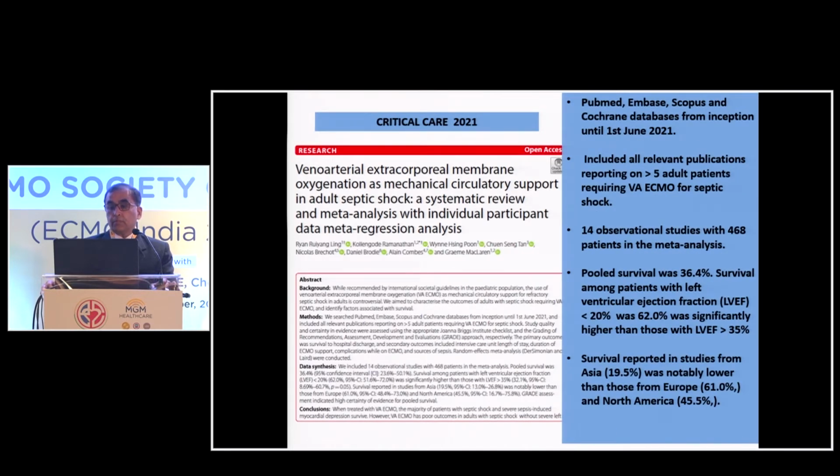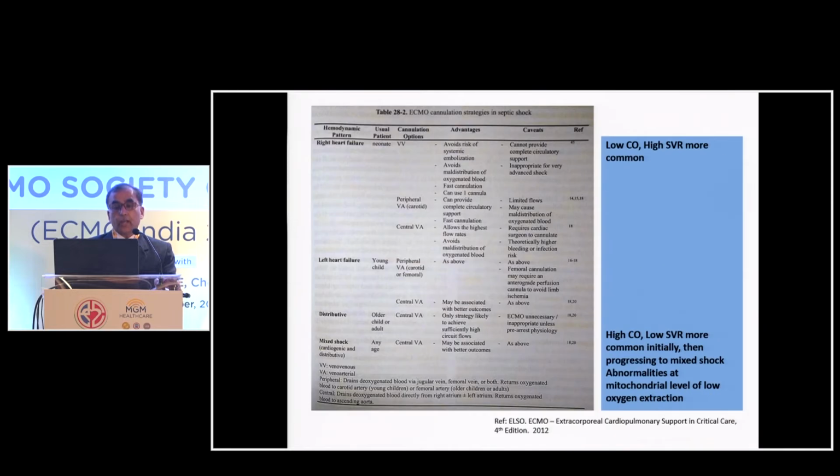Another paper was published recently in Critical Care in 2021, where they searched the PubMed, Scopus, and Cochrane databases, and took all studies including 5 or more adult patients who had undergone ECMO. They found 14 observational studies with 468 patients, and the survival was better when the patients were put on ECMO as compared to the non-ECMO group.